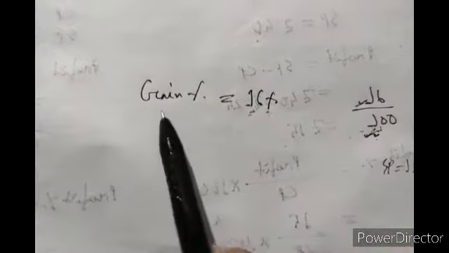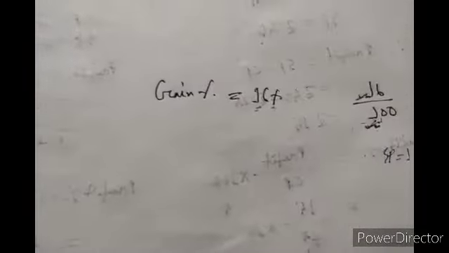16%. Whenever it is written in terms of percent, always compare cost price is equal to 100. Whenever profit or gain or loss is given to you in terms of percent, always compare in terms of 100. That means if when cost price is 100, selling price is 116.